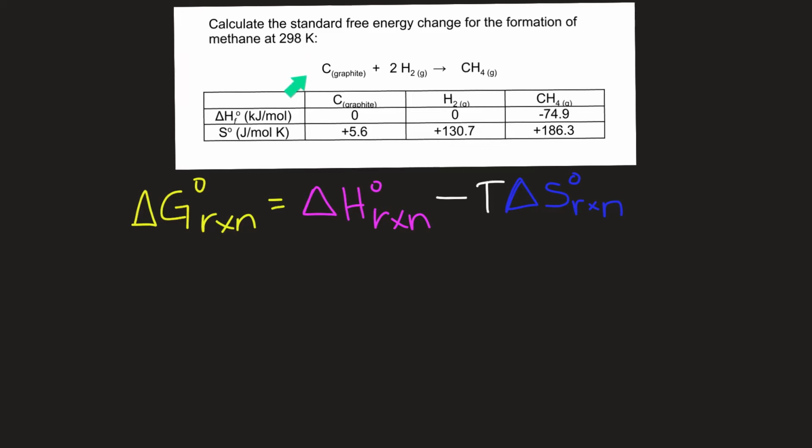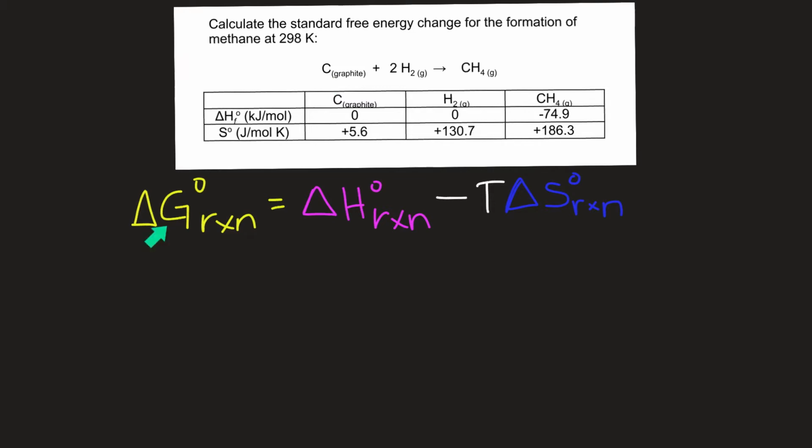So here we have a chemical reaction for the formation of methane from the elements in their standard state. You can see carbon is in the form of graphite. Carbon comes in a couple different forms called allotropes. So you have graphite, you have diamond. The most stable state is graphite.